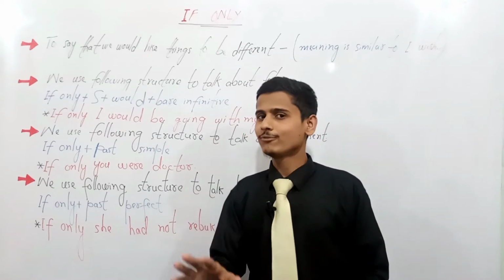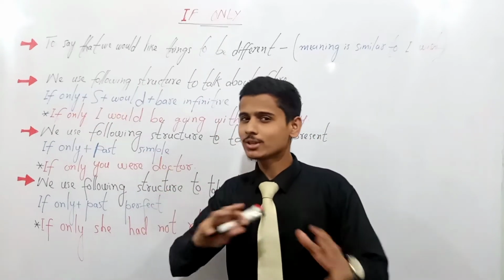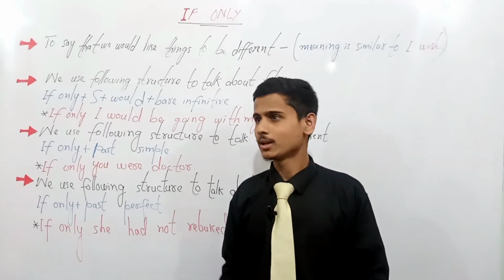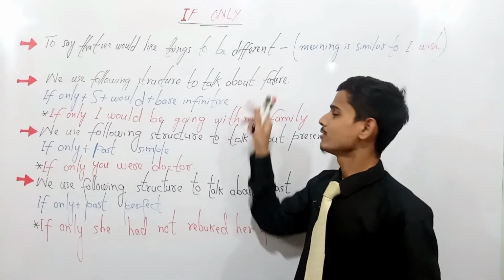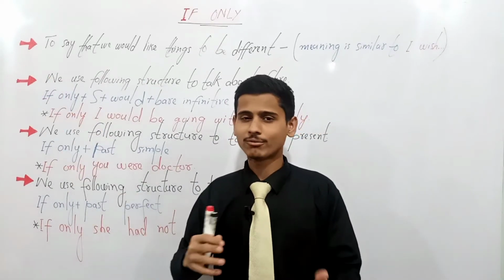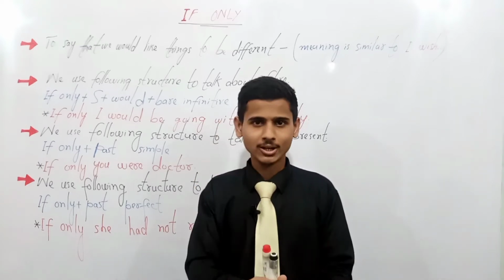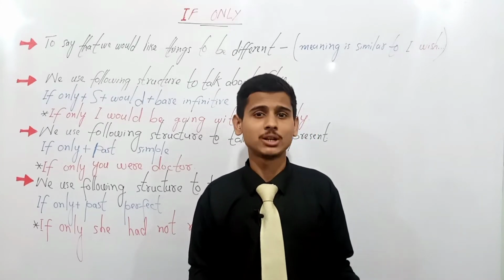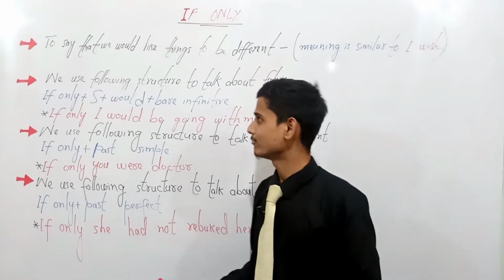Now we can use "if only" in three different tenses as well, and we use three different types of structures to construct the sentences with "if only." The first, we use the following structure to talk about the future. When we use it for the future sense, we use would plus infinitive. Infinitive, specifically bare infinitive, or you may say plain infinitive, without "to." Infinitives without "to" are called bare infinitive, or plain infinitive as well.